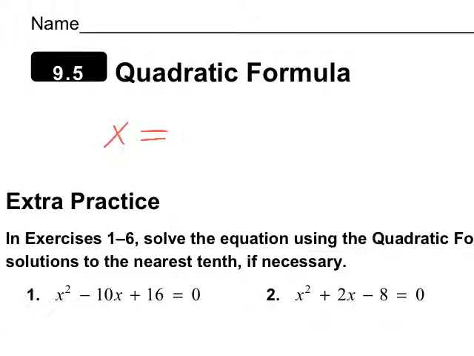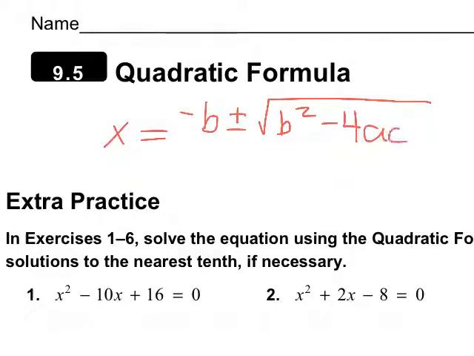Okay, so x equals negative b plus or minus a big long square root of b squared minus 4ac, and then all of that stuff over 2a. Okay, so there's my formula: negative b plus or minus the square root of b squared minus 4ac, all over 2a.